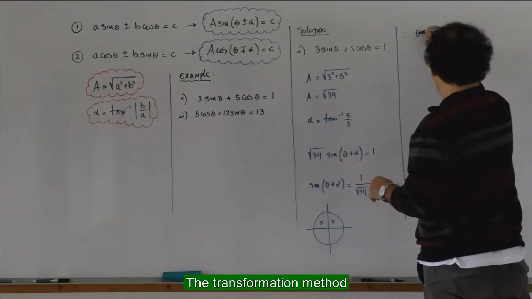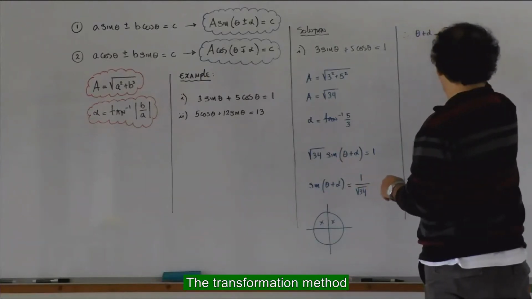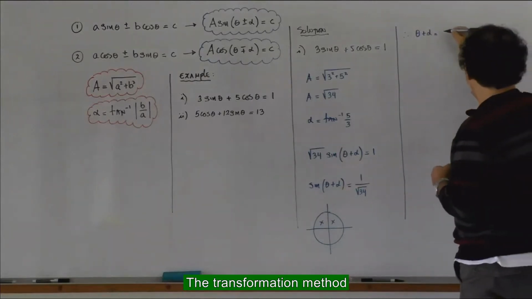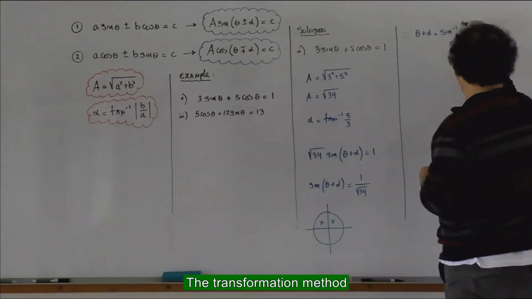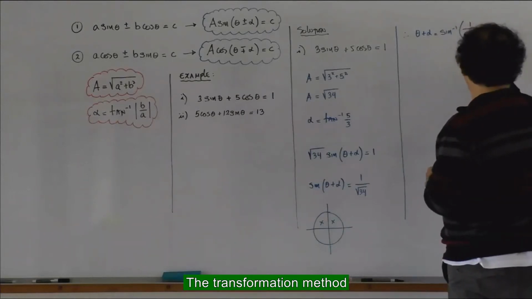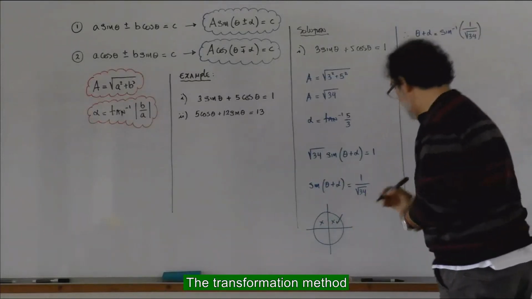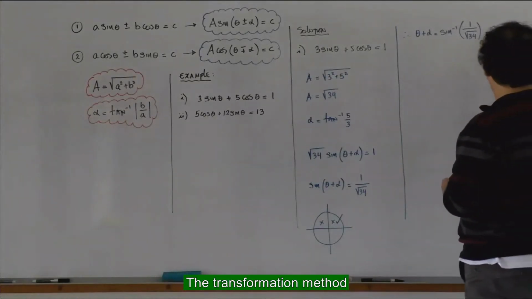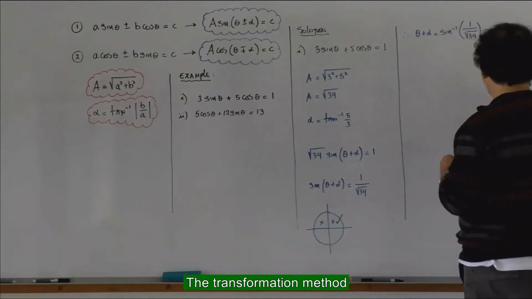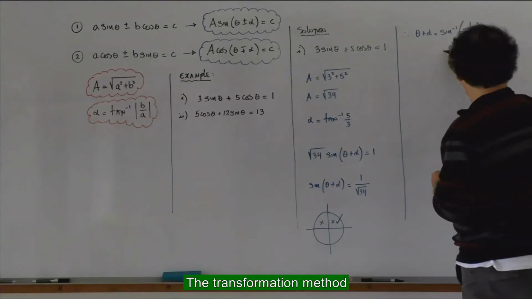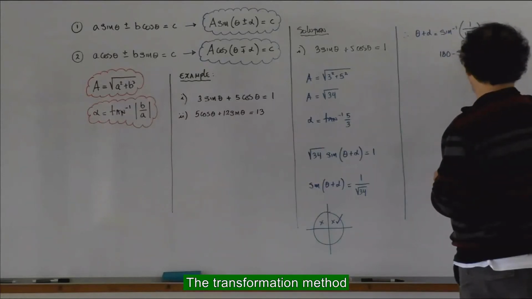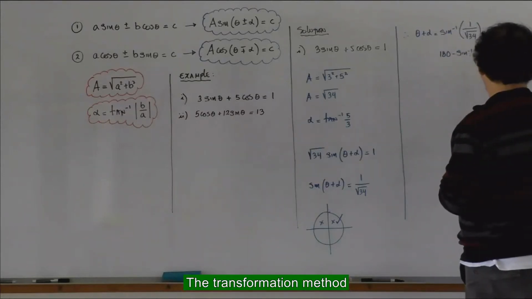We're going to say that theta plus alpha is equal to the inverse sine of 1 over the square root of 34. Okay, so that is my solution from the first quadrant. And, comma, the solution from the second quadrant, I'm going to write it down here. It's going to be 180 minus the inverse sine of 1 over the square root of 34.